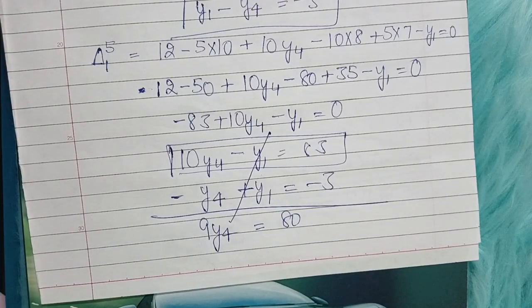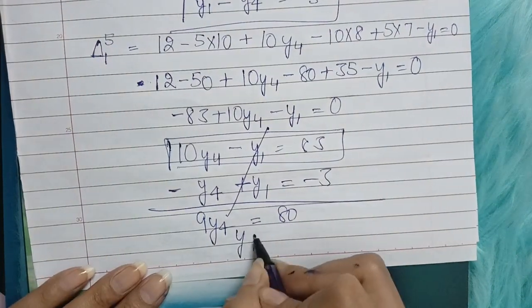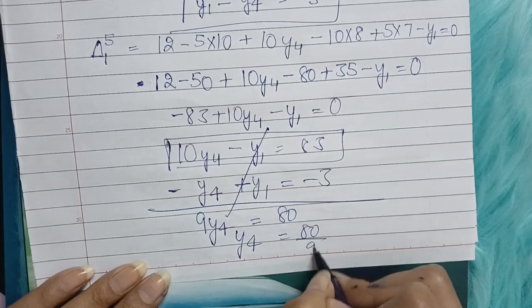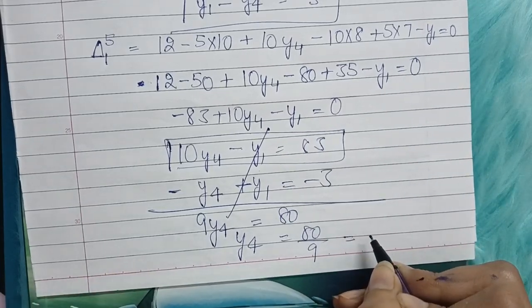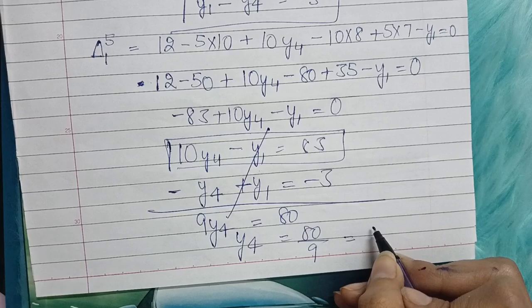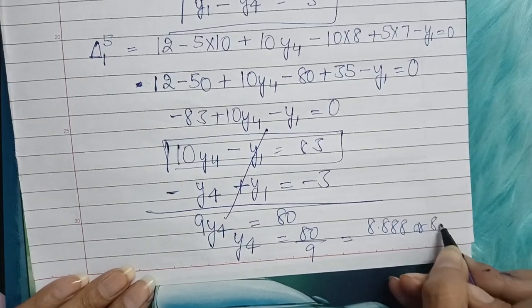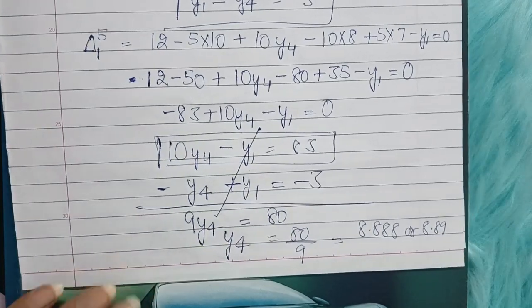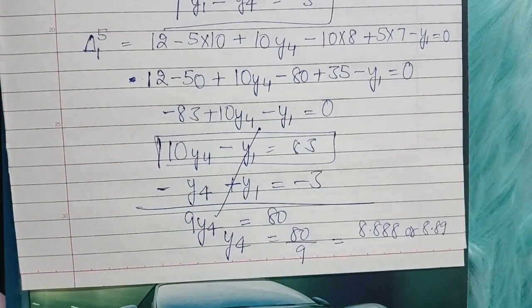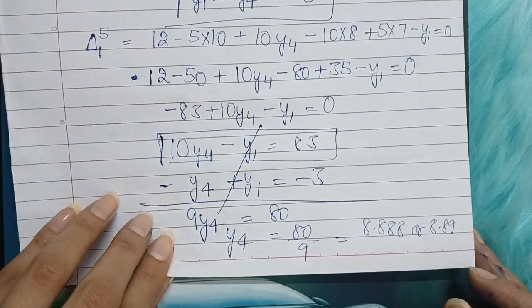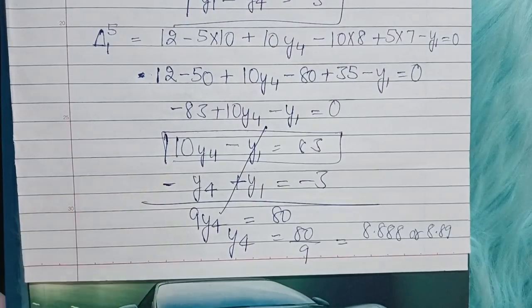Okay, I hope you understood this thing. So my y4 equals to 80 upon 9. If you solve this, your answer will be 8.888, and you can also write 8.89. This would be your first part, right? So as I got the value of y4, I'm putting this value in the next part.